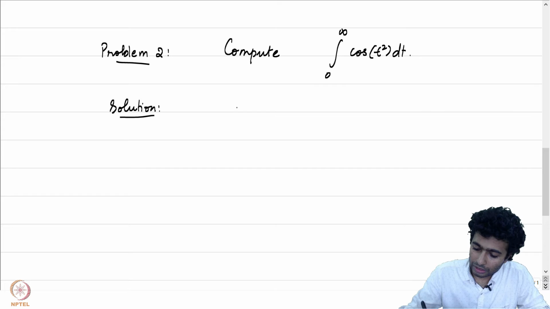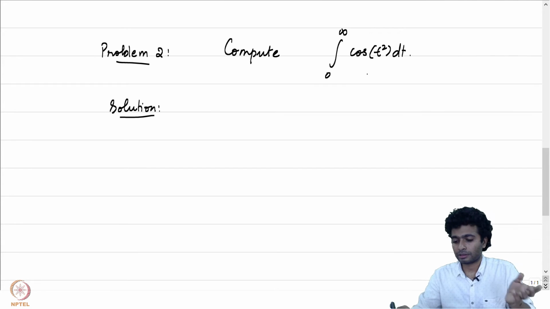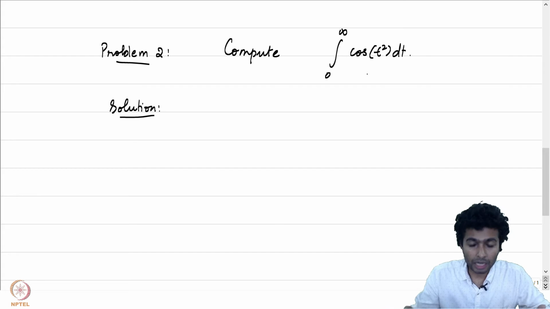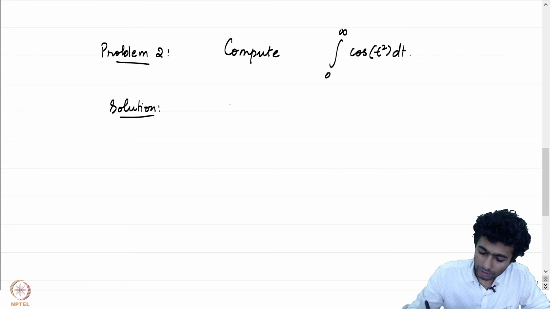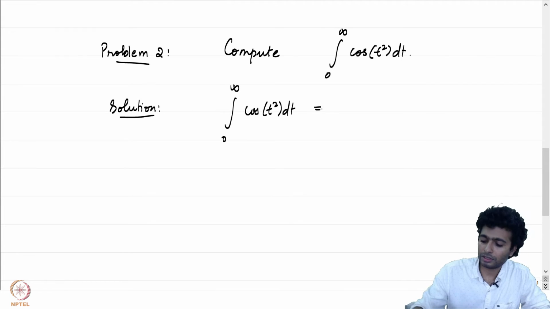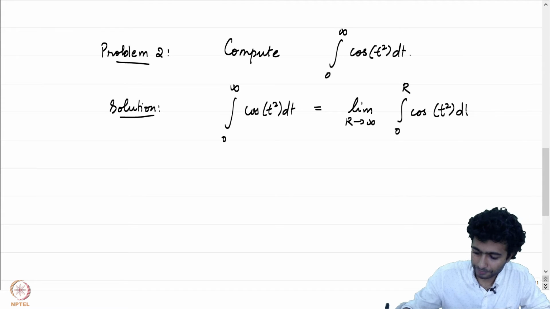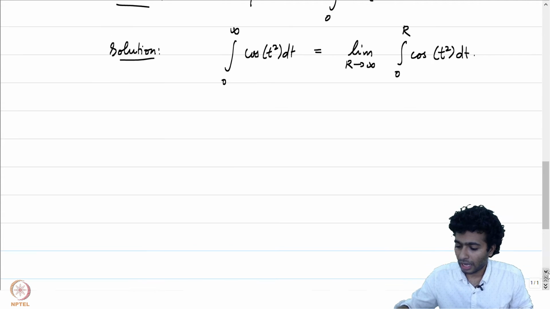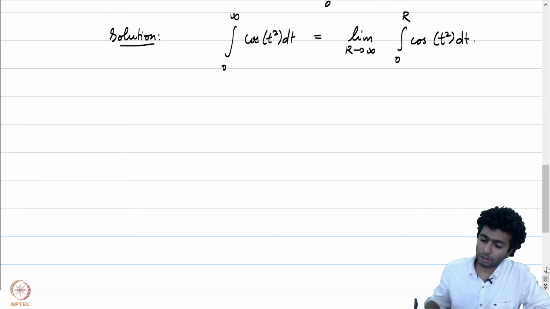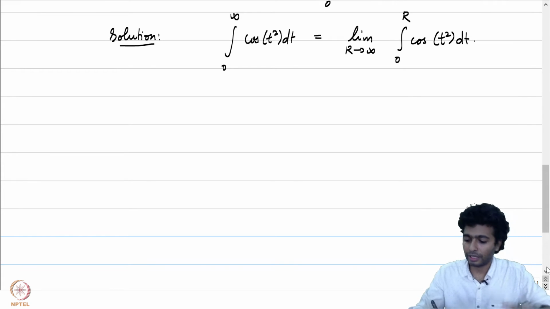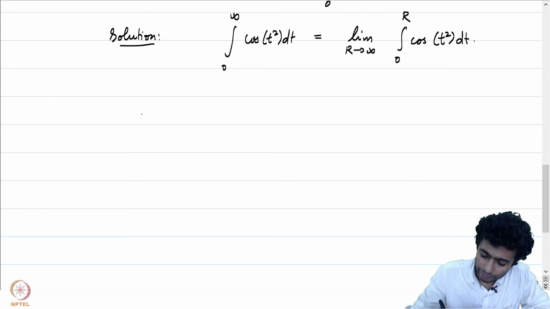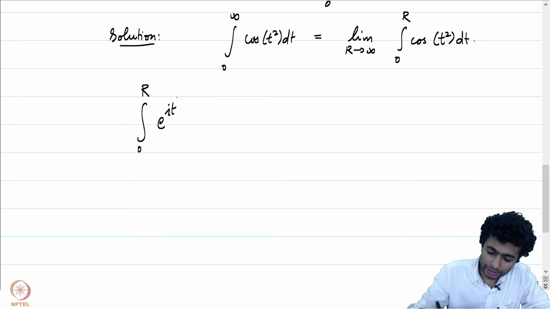So notice that cos of t squared is the real part of e to the power i t squared. Before that, the integral from 0 to infinity of cos of t squared dt is just the limit as R goes to infinity of the integral from 0 to R of cos of t squared dt, by the very definition. And cos of t squared, as I have already noted, is just the real part of e to the power i t squared. So we will focus on computing the integral of e to the power i t squared dt.